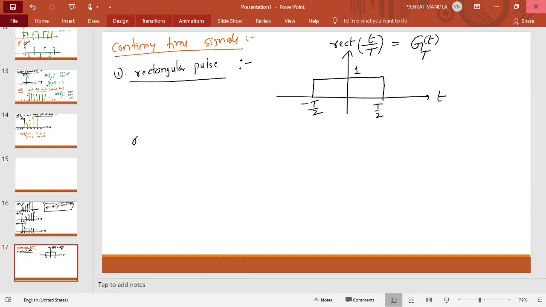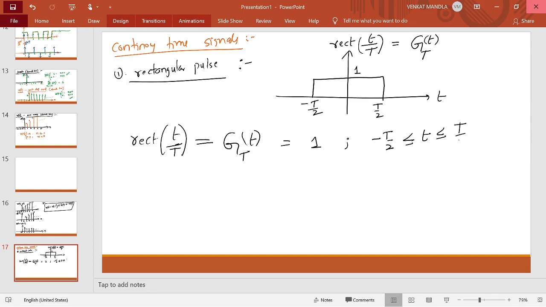So rect of t by T equals G_T of t, which equals 1 for minus T by 2 less than or equal to t less than or equal to T by 2, and 0 otherwise. For t less than minus T by 2 and t greater than T by 2, you have zeros, and in between minus T by 2 and plus T by 2, you have 1. This is the definition.